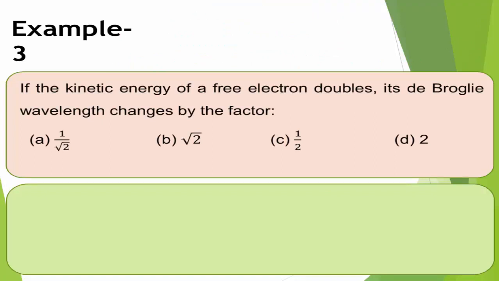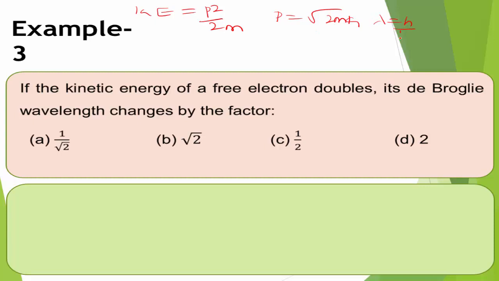Third example: if the kinetic energy of a free electron doubles, its de Broglie wavelength changes by what factor? Here the kinetic energy is K. Kinetic energy is equal to p squared divided by 2m. You know this form. Or p is equal to root of 2m into K.